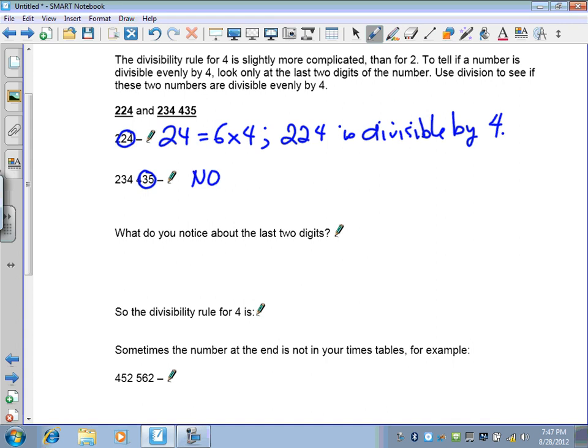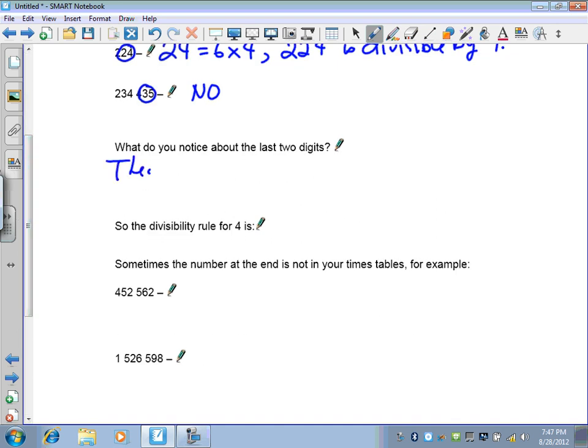Now, what do you notice about these last 2 digits? Well, these 2 digits are within your normal 4 times tables. Now that means that we are only going from 0 to 40. That's not always going to be the case. So they are small numbers.